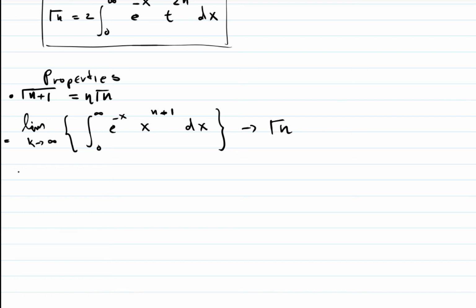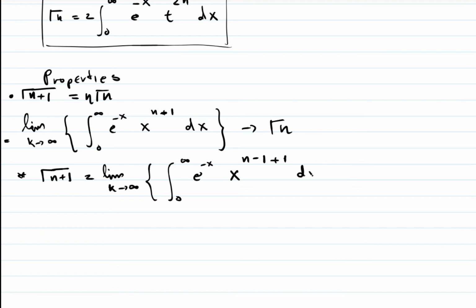But our case is gamma of n plus 1, right? So this means that our limit now changes. We're going to have the limit as k tends to infinity of the integral from 0 to infinity of e raised to minus x. This definition is only applicable for gamma of n, but in this case it is n plus 1, so we have x raised to n minus 1 from the formula, but because of this plus 1, we have another plus 1, and then dx.